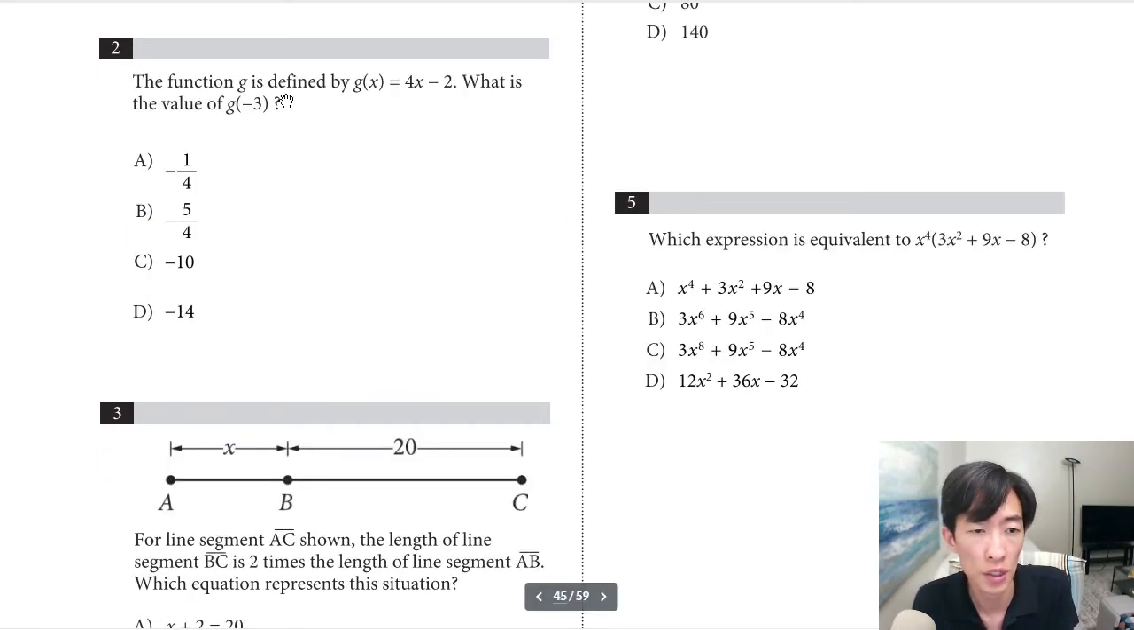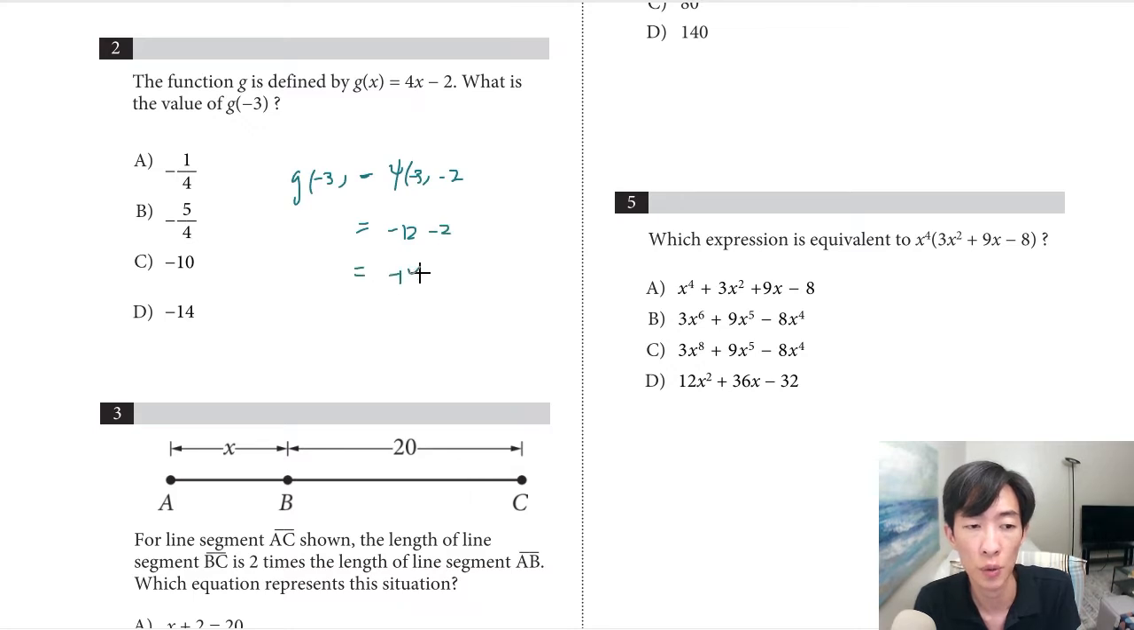Question 2, function g is defined by g of x equals 4x minus 2. What is the value of g of negative 3? So this is kind of just like plug and play. So g of negative 3 means negative 3 is in for x. 4 times negative 3 minus 2. 4 times negative 3 is negative 12, minus 2 equals negative 14. And so D is the answer.